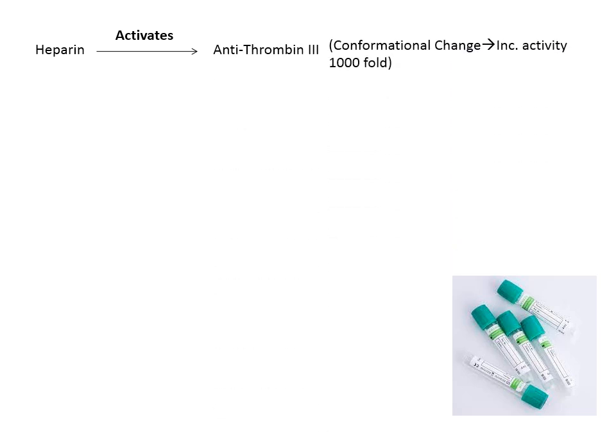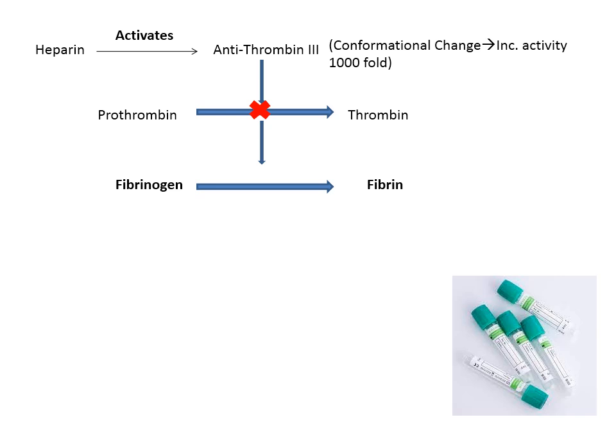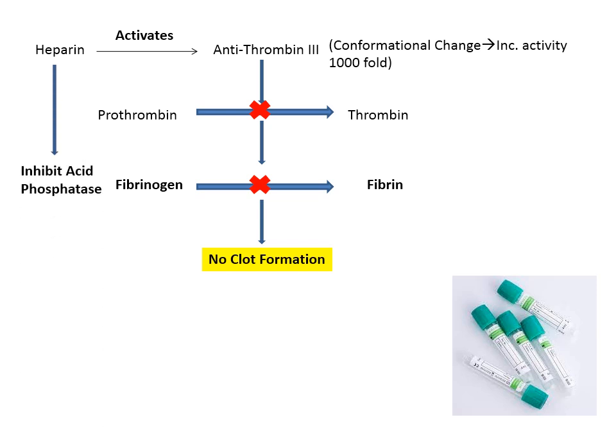How does this heparin act? Heparin activates antithrombin 3, and by binding with antithrombin 3 it causes a conformational change and increases the activity of antithrombin 3 by 1000 times. This antithrombin 3 inhibits the conversion of prothrombin to thrombin, and if thrombin is not formed, fibrinogen won't get converted to fibrin, and a clot would not be formed. Heparin also inhibits or inactivates acid phosphatase.